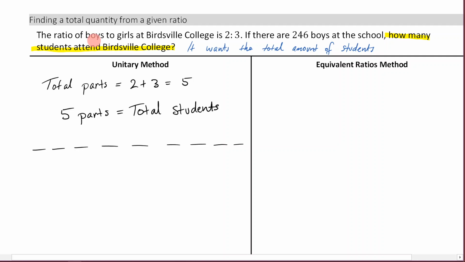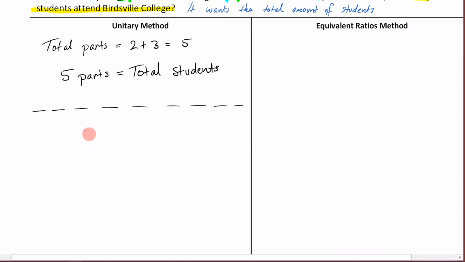So we're told that we have a ratio of boys to girls, and this ratio is 2 to 3. Well, boys represents this 2 here, and girls represents this 3 here. So it's 2 parts boys to 3 parts girls. We are also told that 246 boys attend the school. So we know that 2 parts is equal to 246. So let's write that down. 2 parts is equal to 246. That's what we know.